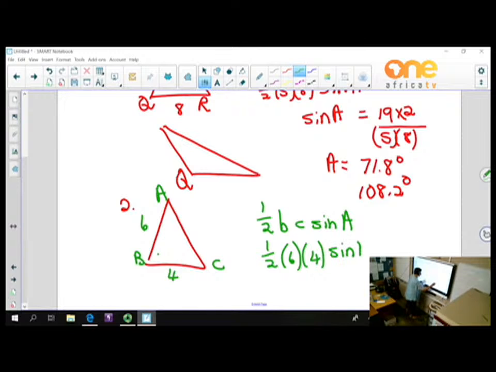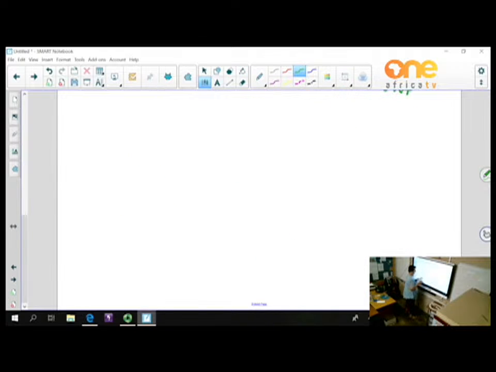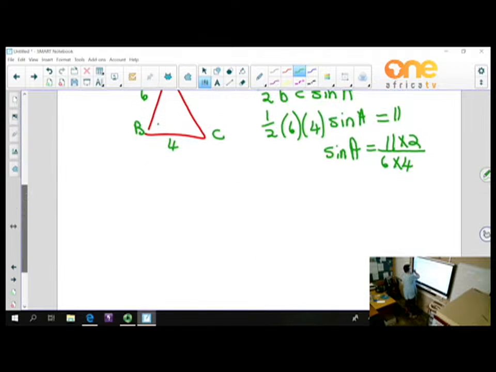This is what you want to calculate. And this we equate it to 11. So sine A is then equal to 11 times 2, opposite operations here, divide by 6 times 4. And you will say second function sine, and A, look there that I write A now. It doesn't stay sine A, that's mathematically not correct. It's A now, and A is 66.4 degrees.